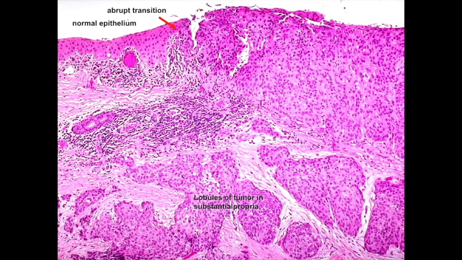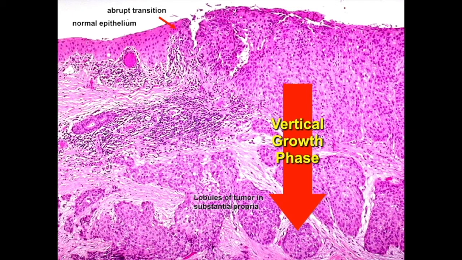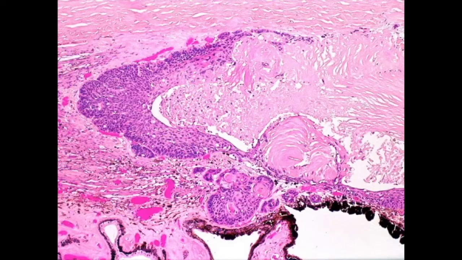Here's histopathology of invasive squamous cell carcinoma. Our abrupt transition is seen superiorly. We see lobules of invasive tumor in the substantia propria, comprising the vertical growth phase. Now, run-of-the-mill squamous cell carcinoma of the conjunctiva tends not to invade the eye or the orbit. Now, there is an exception. What used to be called mucoepidermoid carcinoma of the conjunctiva, which now is called adenosquamous carcinoma in the latest WHO book, has a propensity to invade, and so do high-grade spindle cell carcinomas.